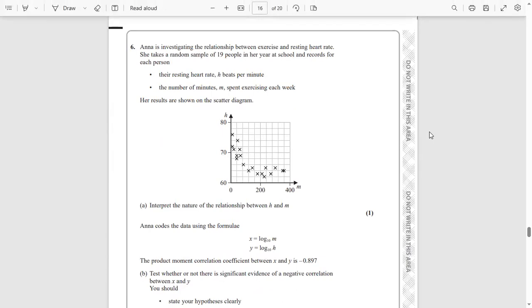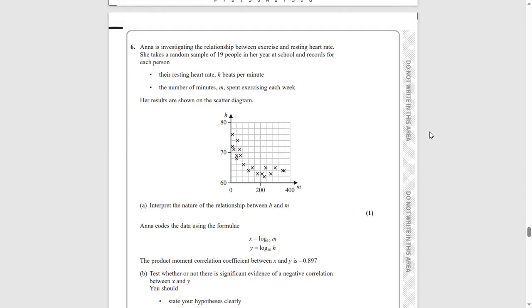So question number 6. So we've got Anna investigating the relationship between exercise and resting heart rate. She's going to take a random sample of 19 people in her year at school. And she records for each person their resting heart rate, H. So H is the heart rate on the y-axis there, and the number of minutes m, so minutes is on our x-axis, is the amount of time spent exercising each week in minutes. So that's the data we have, and we got this result here on the scatter graph.